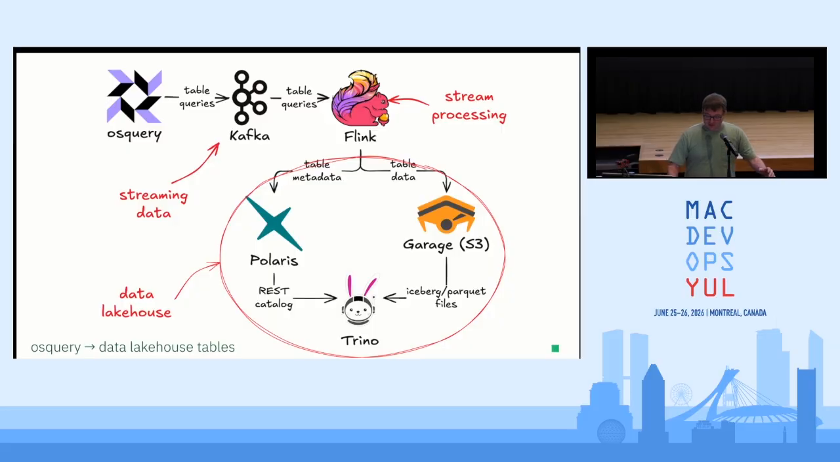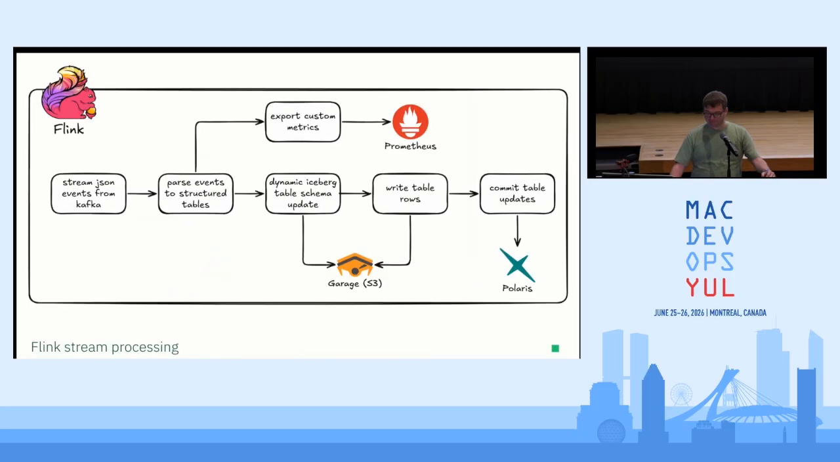So this is the basic pipeline that I built for this demo. Up in the top left, you can see osquery. It's shipping all those scheduled queries into Kafka. Kafka is an open source real-time streaming service that can be scaled to handle millions of events per second. And those are shipped over to Flink, which is a stream processing service and job library.